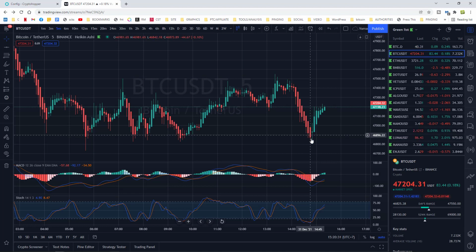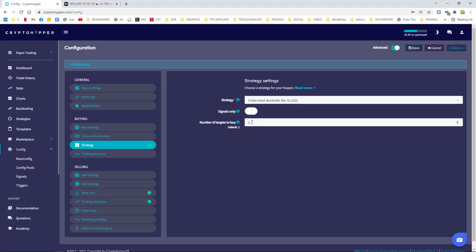Bitcoin's just had a bit of a dump. Now it's going back up again. Alright. So that's why I say just try and spread them out a little bit. Maybe set it to 2. Maybe set it to 3.